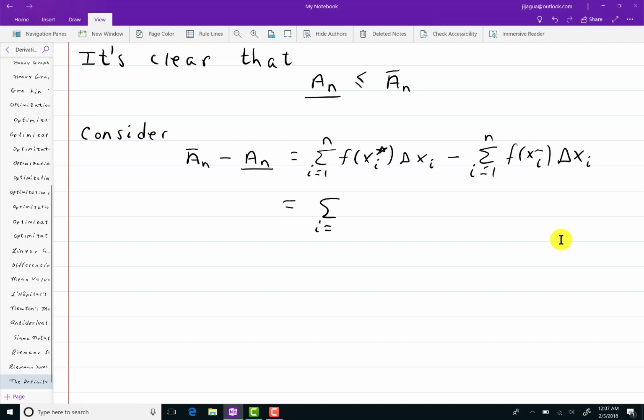I'll get the sum i equals 1 to n of f of x sub i star minus f of x sub i squiggle, times delta x sub i, since it was the same delta x sub i for each one of these things.